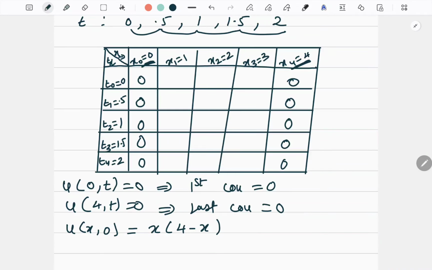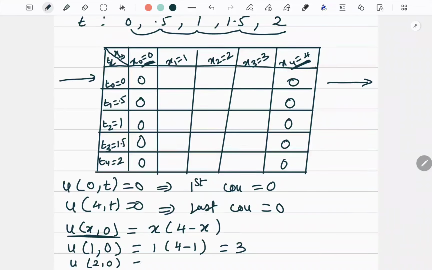Correct? Now, this means when x is changing and t is 0, where is it? See, x is changing means I am moving like this. Right? X is changing like this only now. And t is 0 when I am talking about the first row. So this first row represents this situation, when t is 0 and x is changing. So now let us put different values of x. When I put x is equal to 1 and t is equal to 0, what am I getting? 1 times (4 minus 1). So this is 3. Now u(2, 0). So 2 times (4 minus 2). So 4.